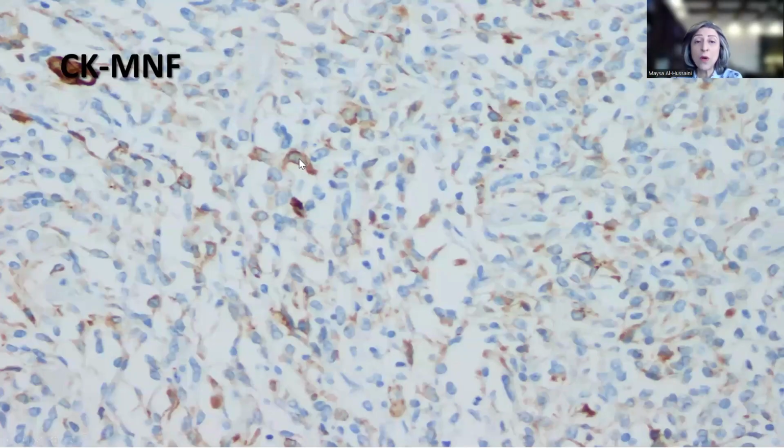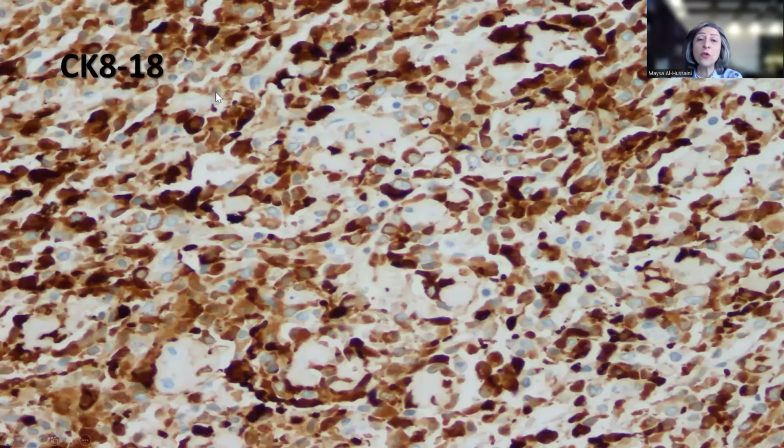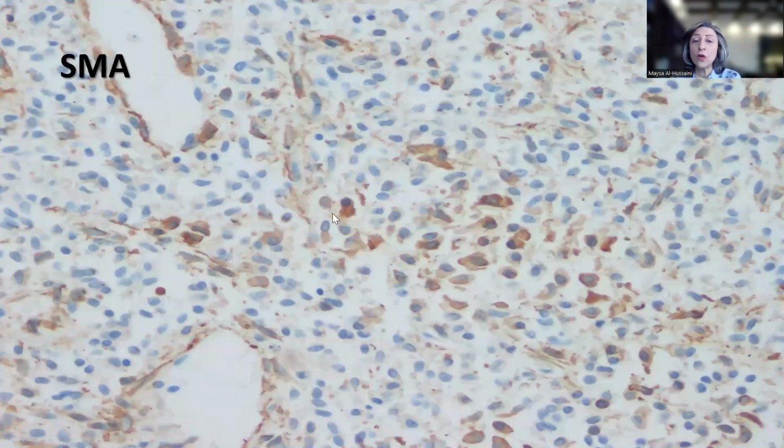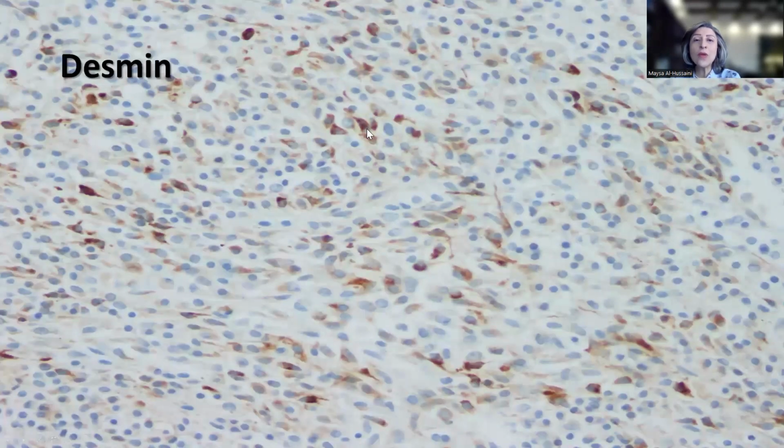Cytokeratin, MNF, was positive in some of the tumor cell cytoplasm, as was CAM5.2, strongly and diffusely positive in the tumor cell cytoplasm. ER was also positive. So as you can see, the tumor is showing more than one lineage of differentiation. Smooth muscle actin was also positive in the tumor cell cytoplasm, as was desmin. So we have evidence of sex-cord differentiation, perhaps some epithelial differentiation, and with desmin and smooth muscle actin, some sort of smooth muscle differentiation.